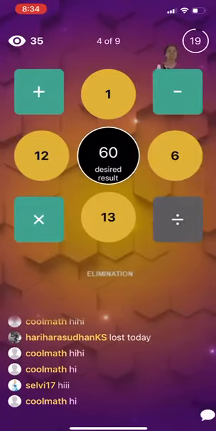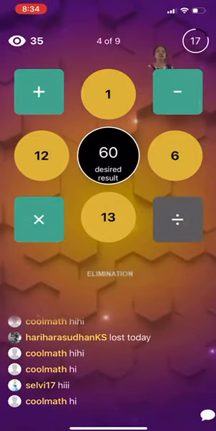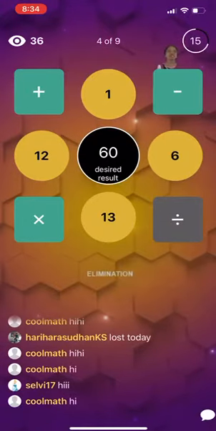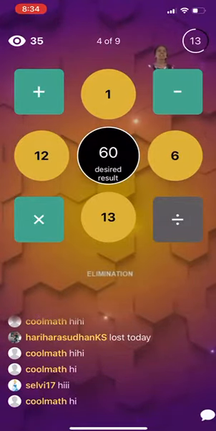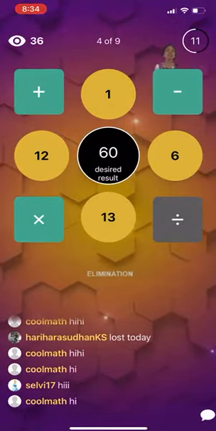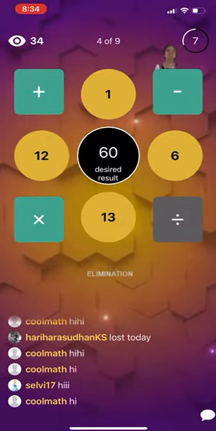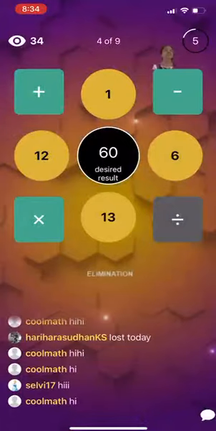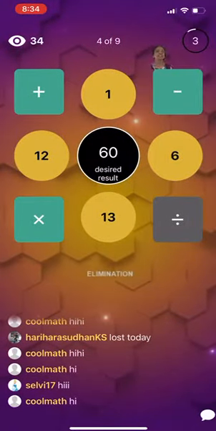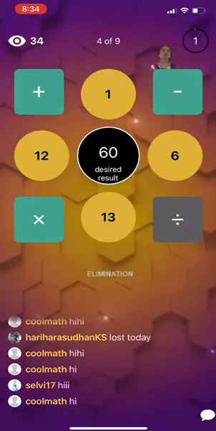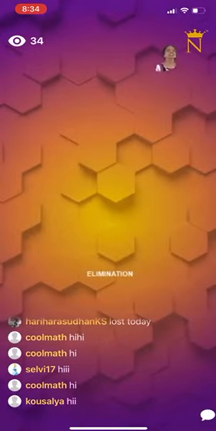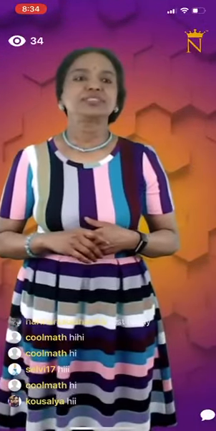Desired result is 60. The given numbers are 12, 6, 1 and 13. And the given operators are plus, minus and multiplication. And the number of possible solutions is 18. So it has 18 possible solutions. So how do you do that? 60 is there. 6 times 10.